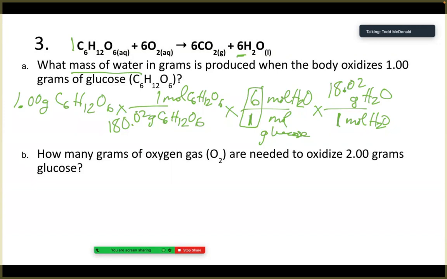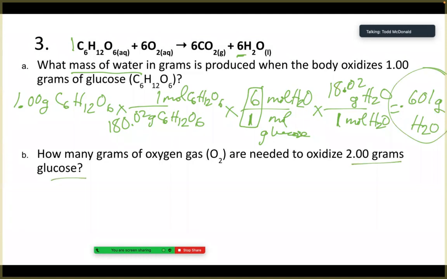That does not give me very much, does it? That gives me 0.601. Calculator says 0.60059, round to 0.601 grams of water. Okay. Next question, how many grams of oxygen are needed to oxidize 2 grams of glucose?